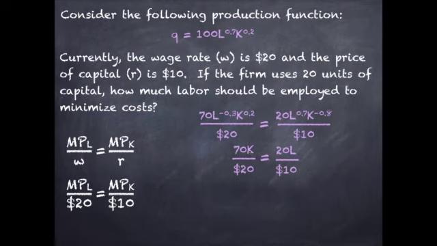We know what capital is. We were told we have 20 units, so we can insert that in there. And we can solve for L, and that gives us that we need 35 units of labor when we have 20 units of capital in order for us to be minimizing our costs.